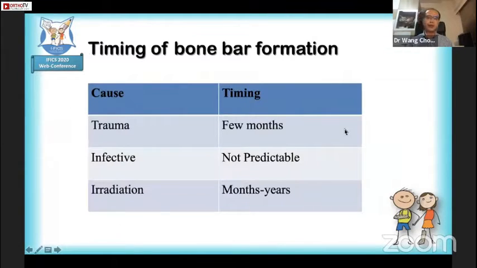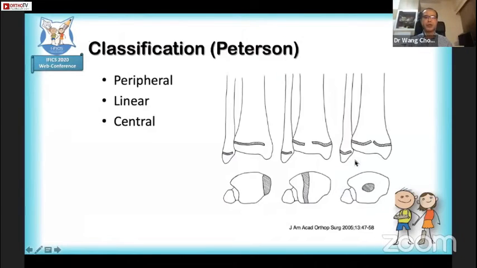Physeal bars can usually form within a few months after physeal fractures, but the timing of bone formation is less predictable with infective causes. That's why we have to follow up for a longer period of time before discharging patients suffering from infections. And for irradiation, it can take months or years to happen.